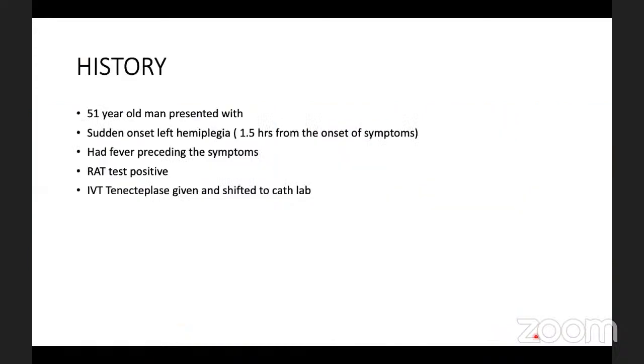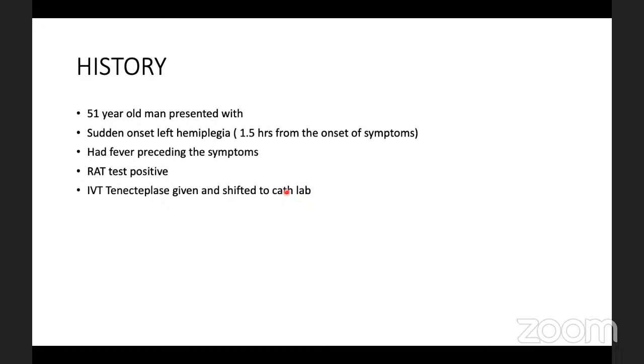Next patient, a 51-year-old man, presented with sudden onset left hemiplegia. The symptoms were 1.5 hours from onset, and he had fever preceding the symptoms. He was RAT positive. This was during the COVID time. The patient had COVID and presented within the window period. He didn't take the COVID vaccine, so he was affected with COVID. He had strong pulmonary symptoms. So IV tenecteplase was given and then he was directly shifted to the cath lab.